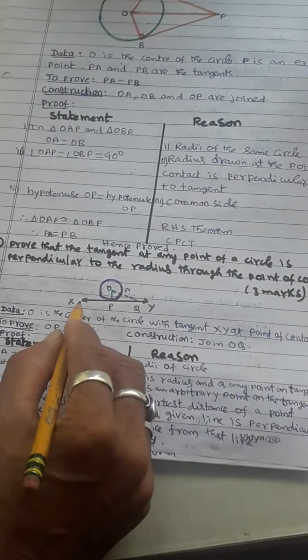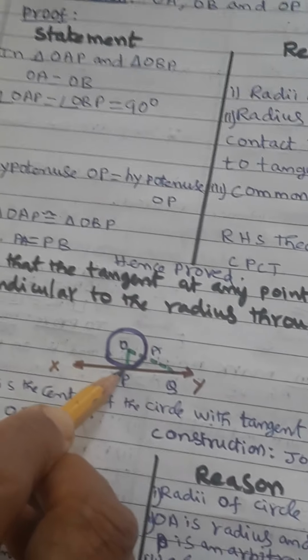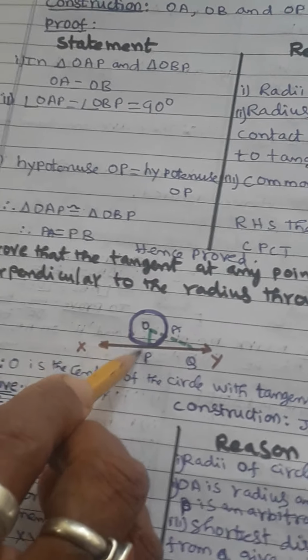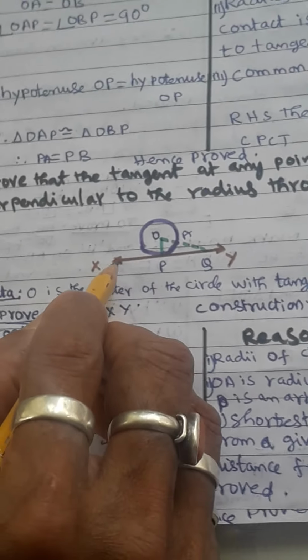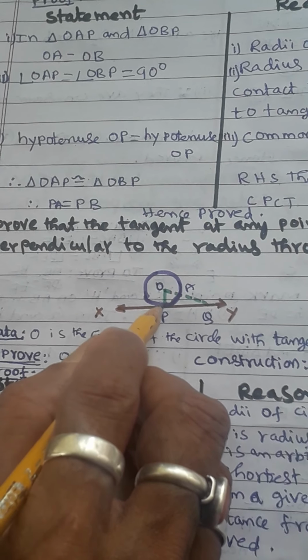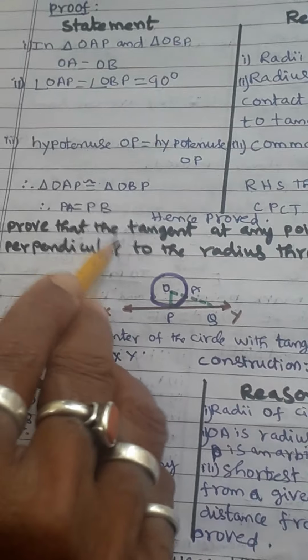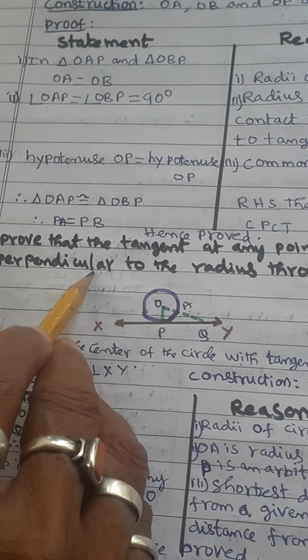Just now I said this is actually a tangent. So the tangent XY is there, touching at the point P. Now OP is the radius. Suppose you draw that tangent, then the radius at the point where it is touching, as I said in the previous theorem, is at 90 degrees. That we have to prove in this statement. So how do we have to prove it?